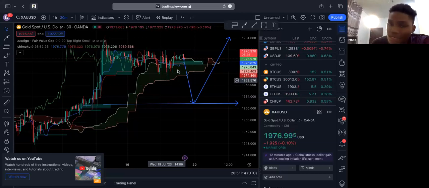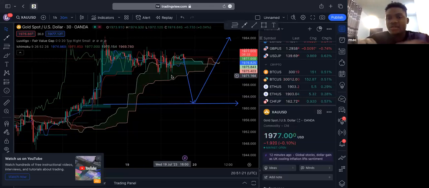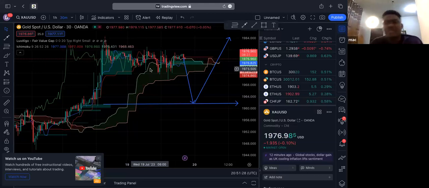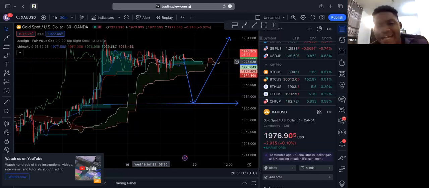The Ichimoku cloud shows you how thick an area is. And when you say thick, what do you mean? That buyers and sellers are struggling in that particular area. And that's why gold is neither passing 1976 nor going below 1972. Buyers and sellers are dragging. This is a very strong supply and demand zone.